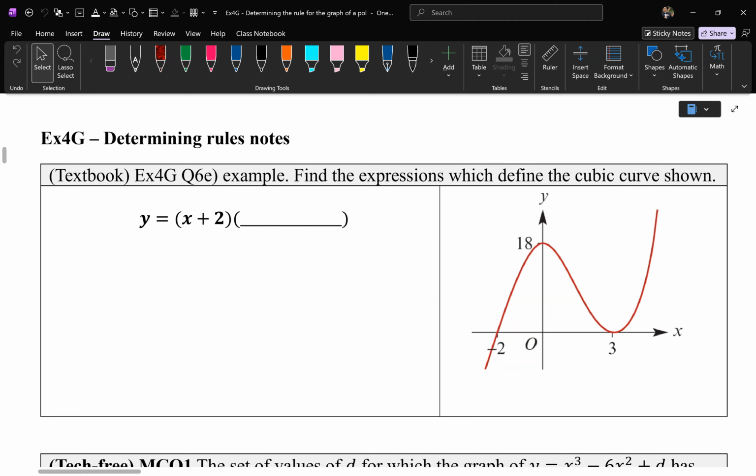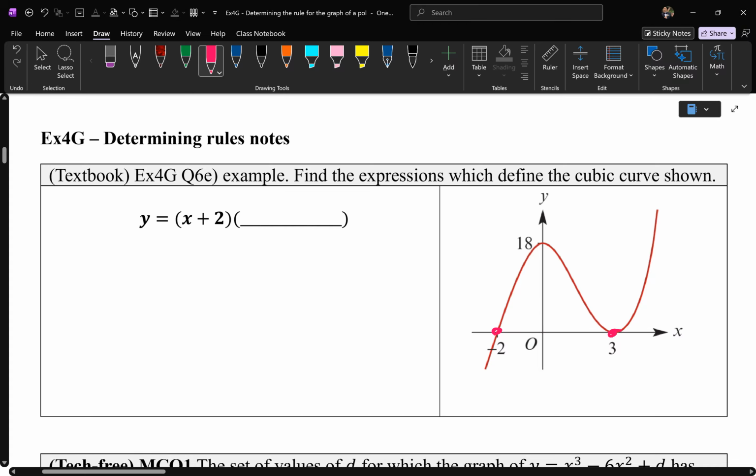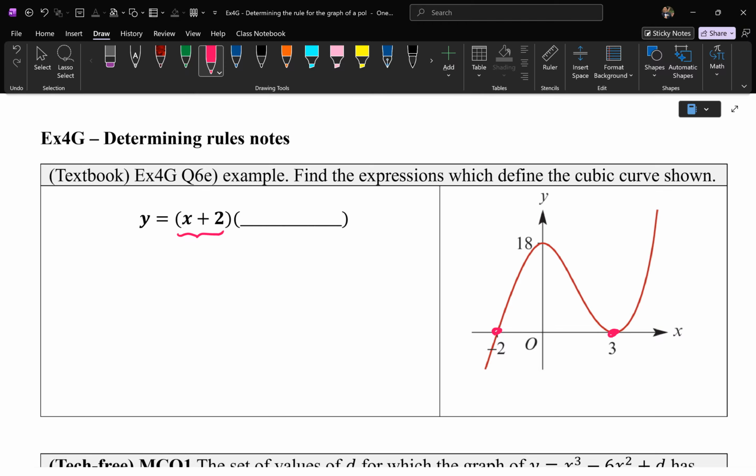Find the expression which defines this cubic. So we know it's a cubic. Looking at the graph, we can already see x-intercepts at -2 and 3. And they gave us x plus 2 here. So what is likely in the second bracket here?